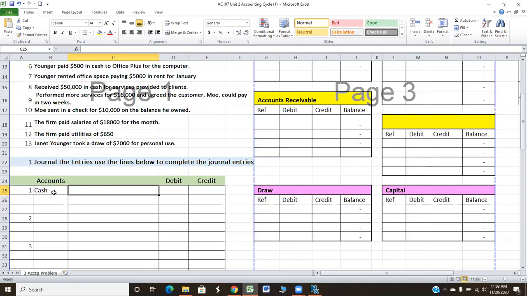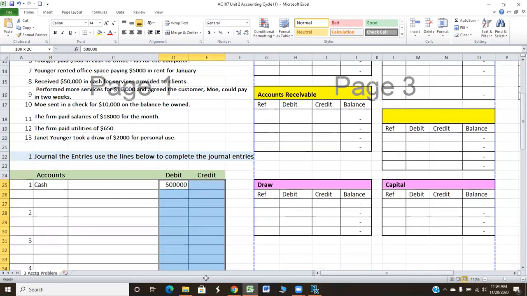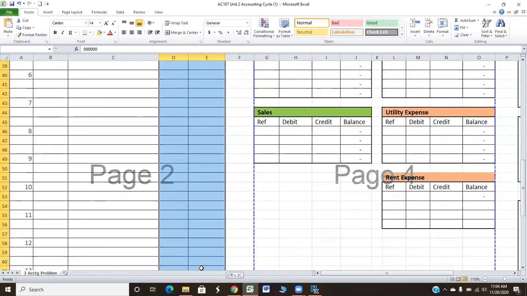Remember the cheat sheet video. I'm not bringing up the cheat sheet here. You have the other video. Cash is an asset. It's increasing. When an asset increases, we debit it. So we're going to put that 500,000 in the debit column. Okay, I'm just going to turn this all into money so it looks nicer.